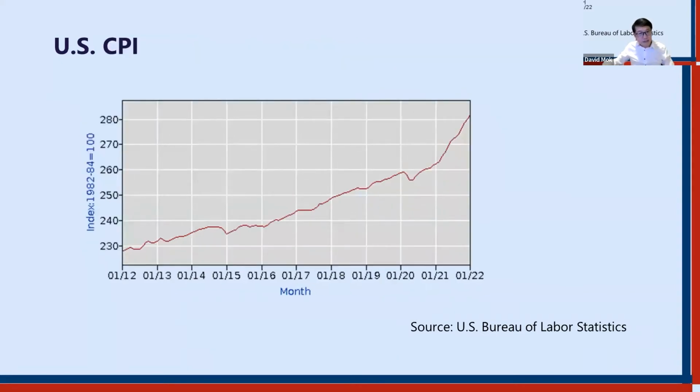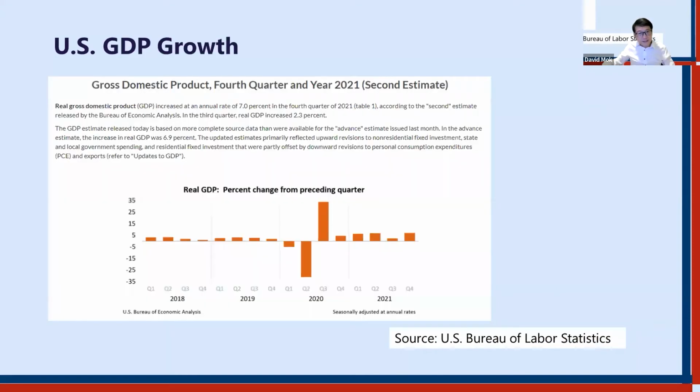CPI, that's the worrying part. It's inflation. Again, that is a result of a good performing economy. So you notice a slight dip here at COVID, but since then, my goodness, it really, really ran up. It's amazing. Okay, so this GDP growth is doing very well.